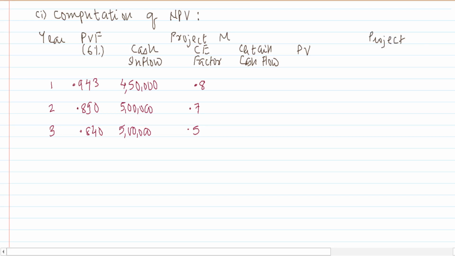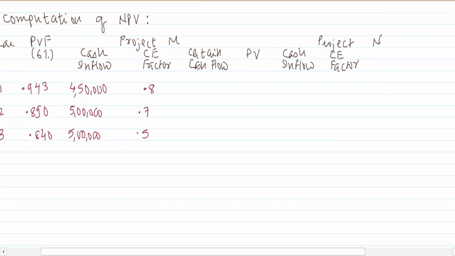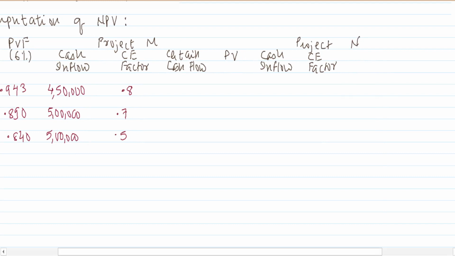And similarly for the project N, cash inflow, CE factor, certain cash flow, and then the present value. Here the cash inflow is 4,50,000, 4,50,000, and 5 lakhs. Certainty factors are there, 0.9, 0.8, and 0.7.